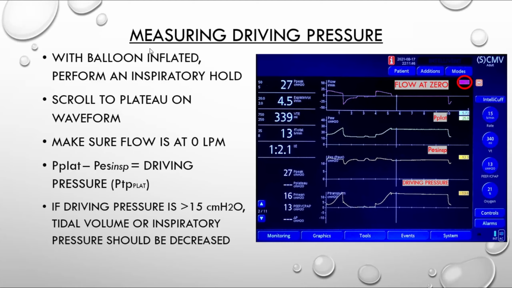So to measure driving pressure, we want to make sure our balloon is inflated, perform the inspiratory hold, scroll over to a nice flat plateau, make sure our flow is at 0, and then we take our airway pressure reading, subtract our esophageal pressure reading, and that gives us our transpulmonary plateau reading, or our driving pressure. So here we can see 25.9 is the plateau pressure. We subtract the esophageal pressure, 12.3, and that gives us the driving pressure of 13.6.